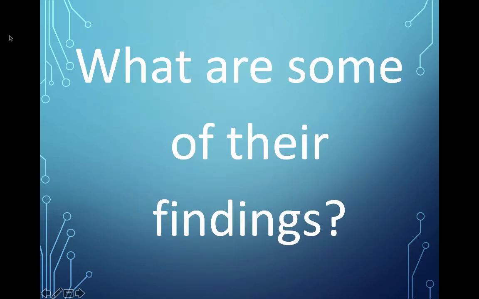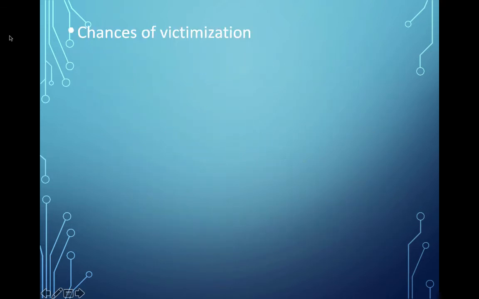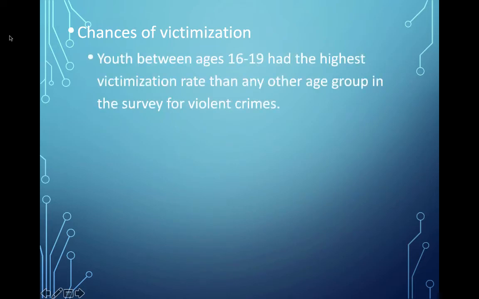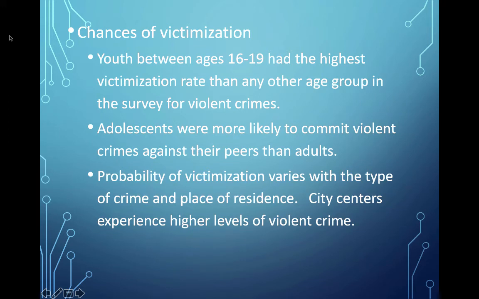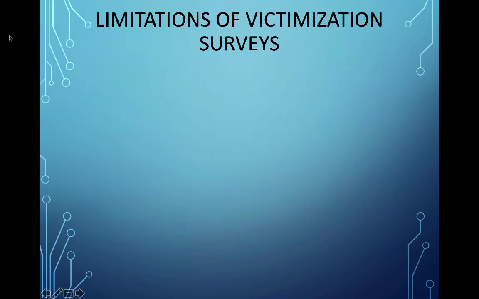And some of their findings found that youth between the ages of 16 and 19 had the highest victimization rates than any other group in the survey for violent crimes. They found that adolescents were more likely to commit violent crimes against their peers than adults were. And the probability of victimization varies with the type of crime and place of residence. That city centers experience higher levels of violent crime.